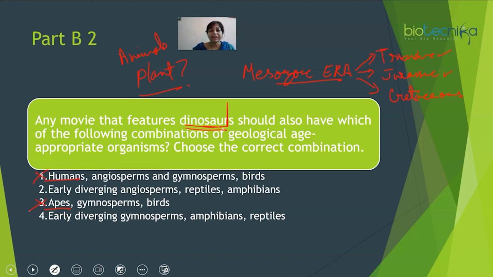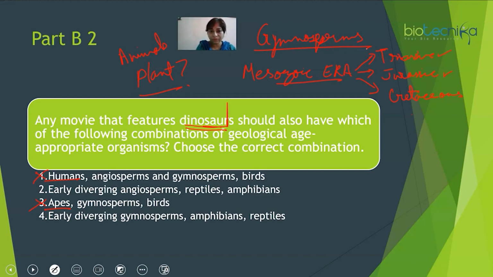Now the second says early diverging angiosperms, reptiles, amphibians, and the fourth says early diverging gymnosperms, amphibians and reptiles. So the basic difference here is with the angiosperms and gymnosperms. Gymnosperms came first and angiosperms came later. When we talk about the Mesozoic era, in terms of plants, the gymnosperms were dominant. So definitely the evolution of early gymnosperms happened before the Mesozoic era. In fact, it happened during the previous era, the Paleozoic era, right?